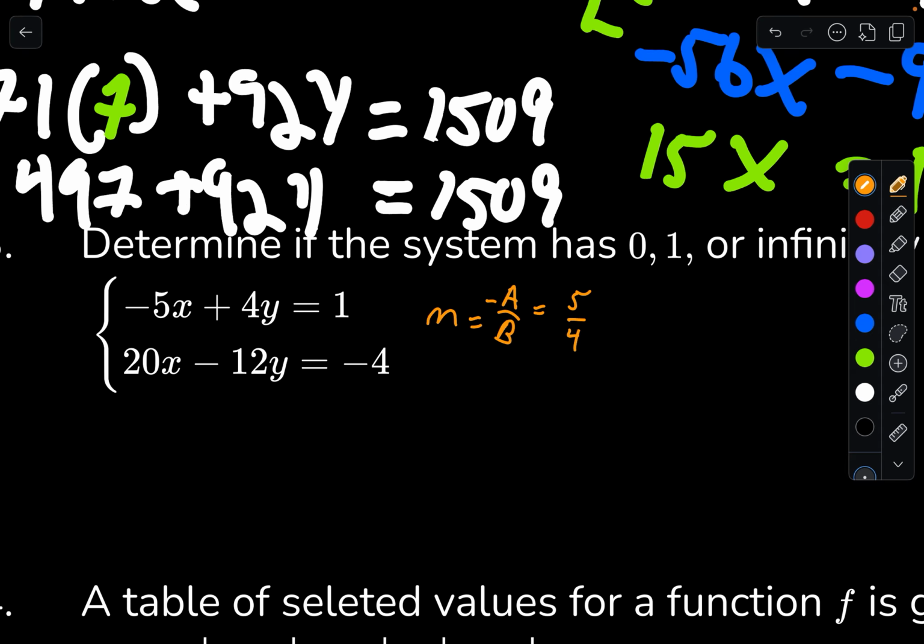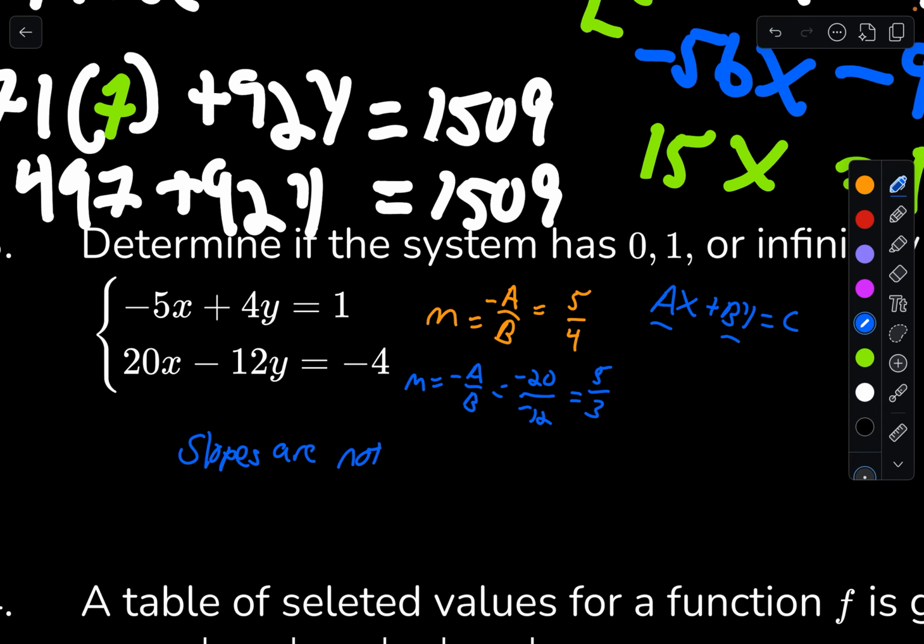The slope of the bottom line is going to be the opposite, again, A over B, and I'm referencing the standard form of the equation, AX plus BY equals C. The A and the B are the numbers in front of X and Y. So in this case, it's going to be -20 over -12, which is positive. 4 goes into both, and that's 5/3. The slopes are not the same.